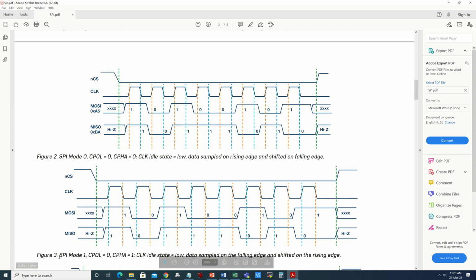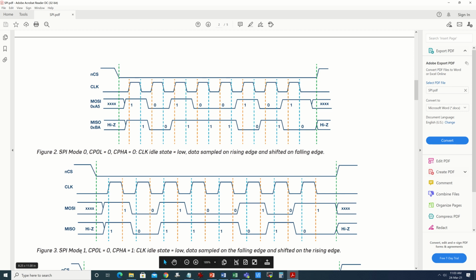Likewise, you can see the timing signal for mode 1, where clock phase equals 1 and clock polarity equals 0. In this case, the clock idle state is again low, and data is sampled on the falling edge, whereas it is shifted on the rising edge. Just the opposite. So look at this orange curve now. The orange curve comes to the falling edge of the clock signal, and during the falling edge the data is sampled, and during the rising edge, or immediately after the rising edge, the data is set up, or even before the rising edge it could be possible.